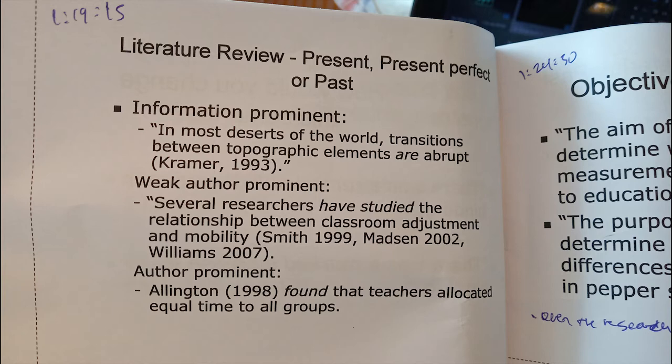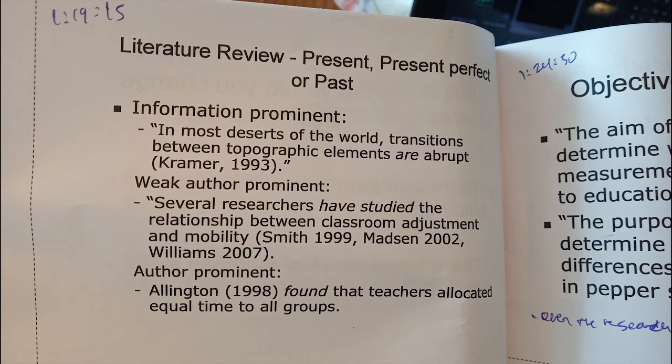Now, here's a multiple study citation. Several researchers, that means more than one, have studied the relationship between classroom adjustment and mobility. Smith, Madsen, Williams. Three authors, three times, present perfect tense, right? Three studies. If you have one study with several authors, that's still a single study, past tense. But when you have more than one study, you have more than one time, and you will use the present perfect.